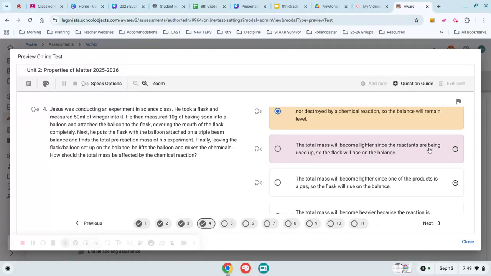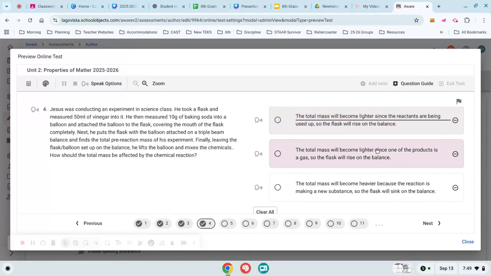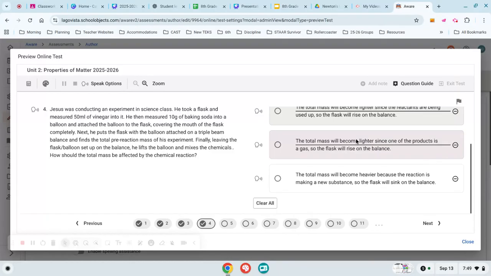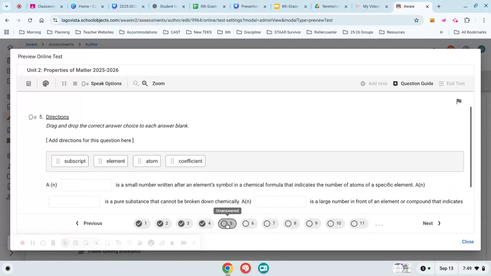The reactants are being used up? No. Total mass will become lighter because one of the products is a gas and it's going to rise. We know that's not true because the balloon helped catch it. The total mass will become heavier? No. So that one was an easy one. Hopefully everybody got that one correct.